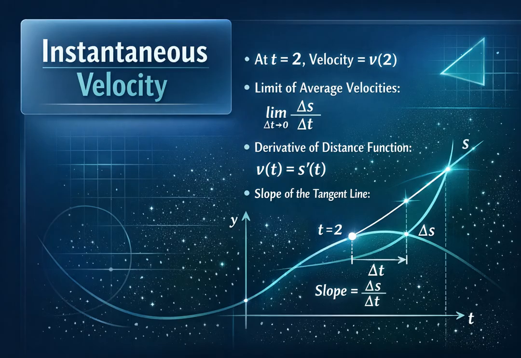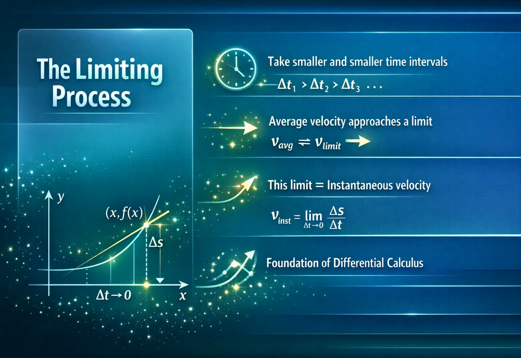The instantaneous velocity at t equals 2 is the limit of average velocities as the time interval approaches 0. This is the derivative of the distance function at t equals 2. Geometrically, it equals the slope of the tangent to the distance-time curve at that point. The derivative captures the instantaneous rate of change. The limiting process is fundamental to calculus.